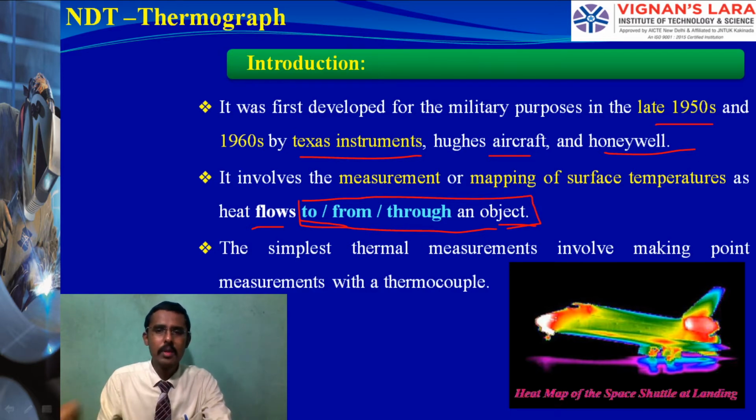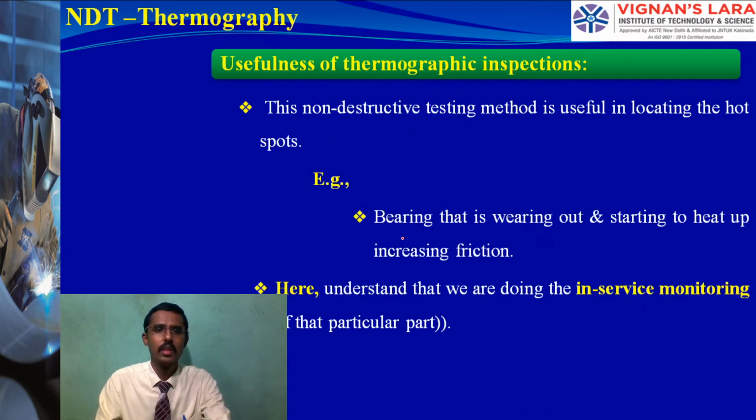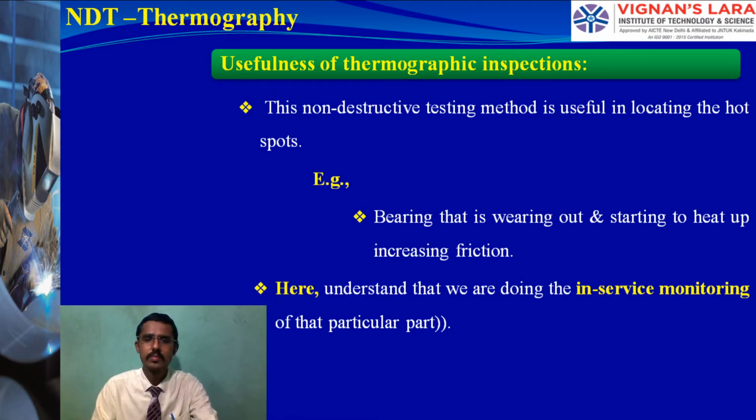The simplest thermal measurements involve making a point measurement with a thermocouple. We know this method; generally we are using thermocouple measurements. It is a temperature measurement device, and now with the advanced methods of cameras we are using thermography. The advantages of this thermographic inspection: the non-destructive testing method is useful in locating hot spots. It means high temperature spots.